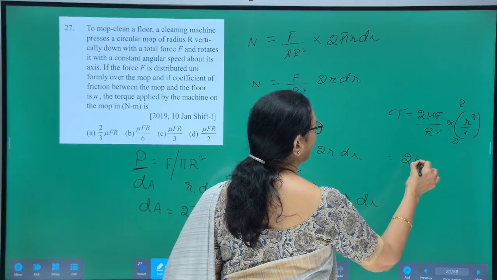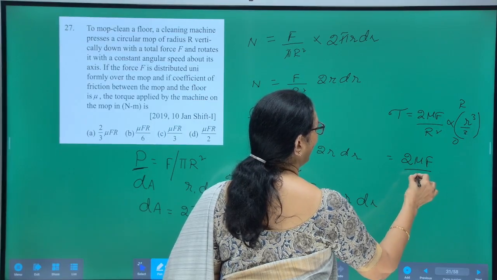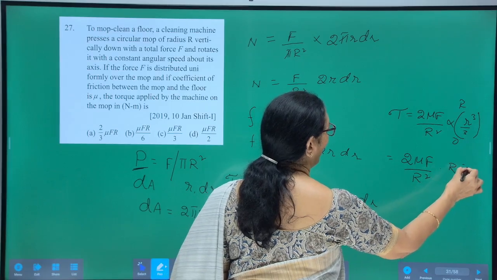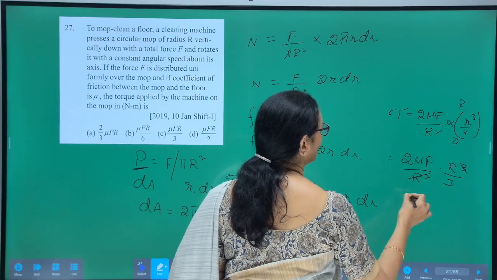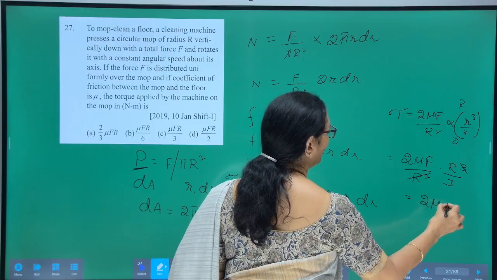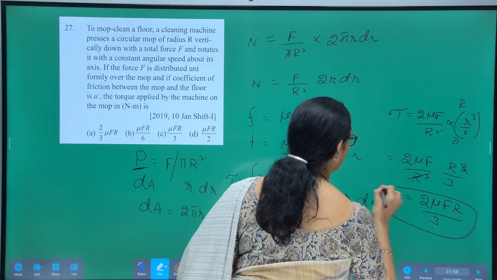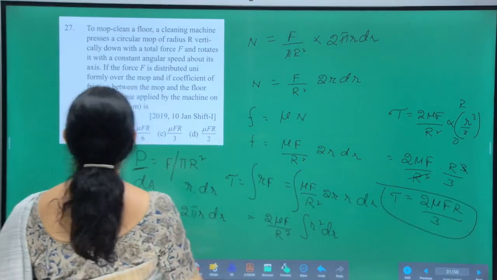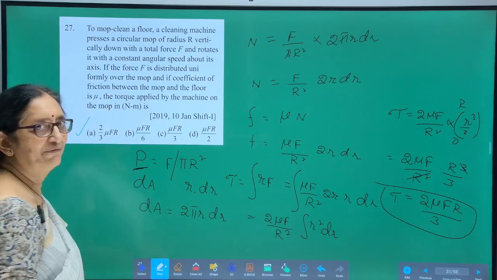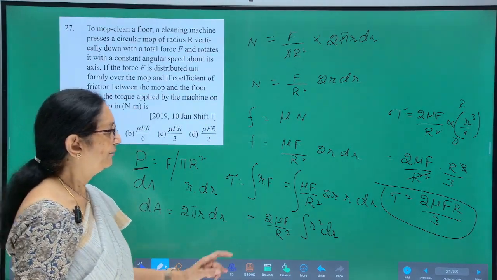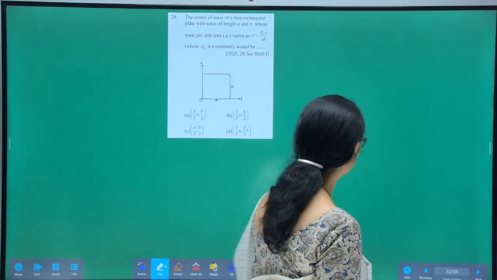So, this becomes 2 mu f by r square into r cube by 3. So, this is 2 mu f r by 3. That is the expression for the torque. So, this is the correct option for that problem. Okay? Move on to the next problem.